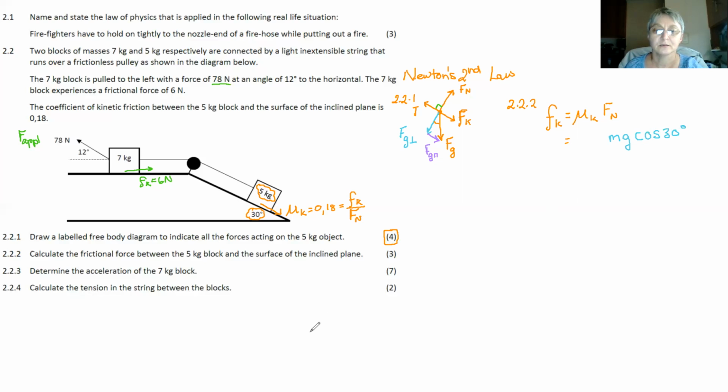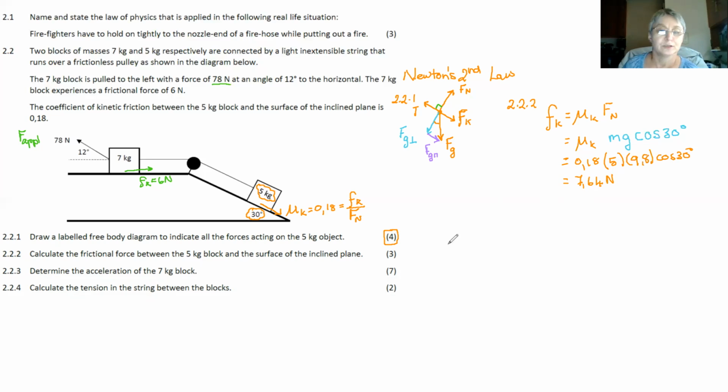and the mu k is 0.18. The mass is 5 times 9.8 times cos of 30 degrees. And when you use your calculator there, you will get the frictional force of 7.64 newtons.